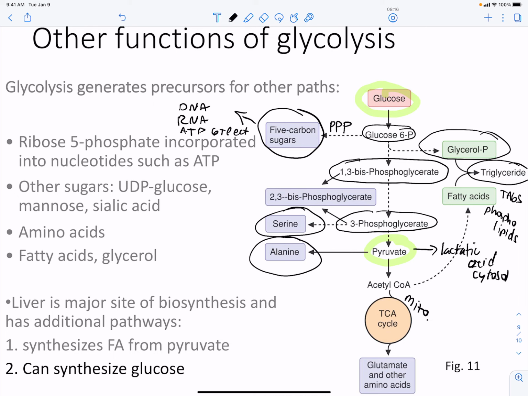They don't always have to make energy. But again, it depends on what your cell needs. If your cell needs energy, it's going to be used to make energy. Liver is going to be very important. In the fed state, it's going to synthesize fatty acids. And in the fasting state, it's going to synthesize glucose.